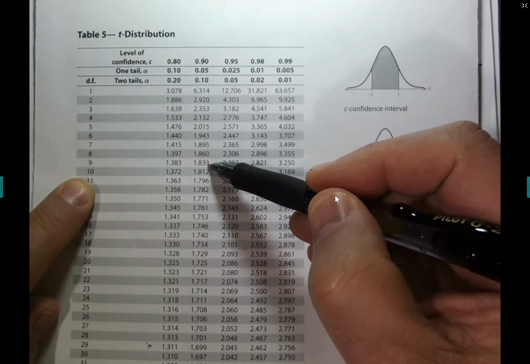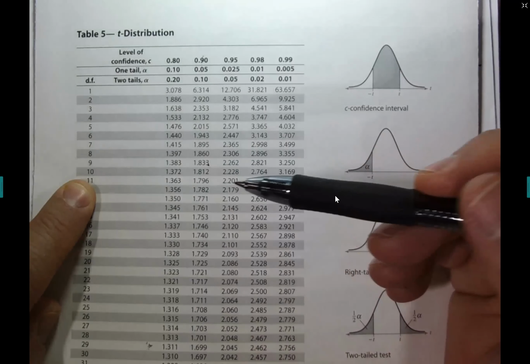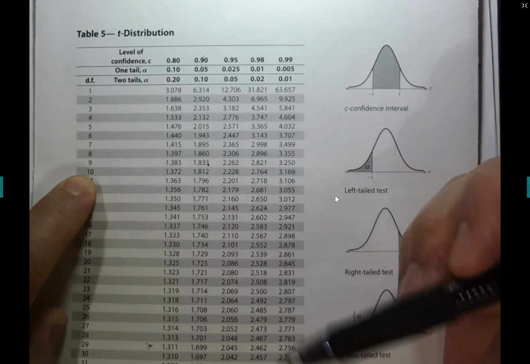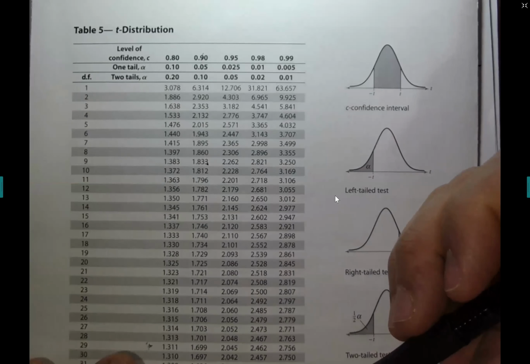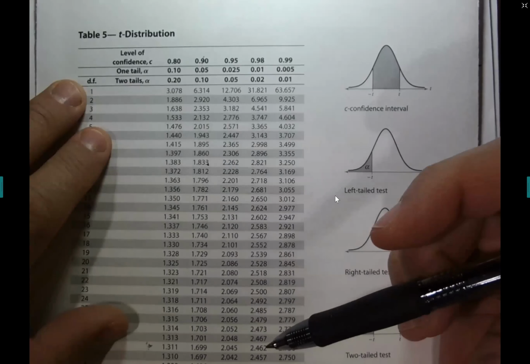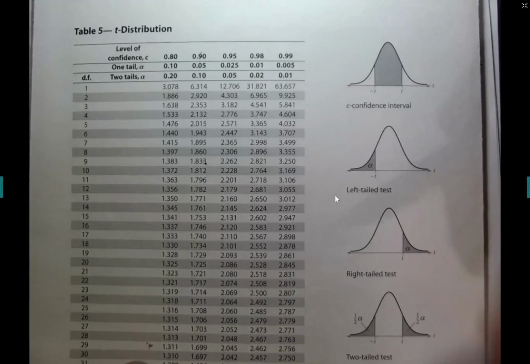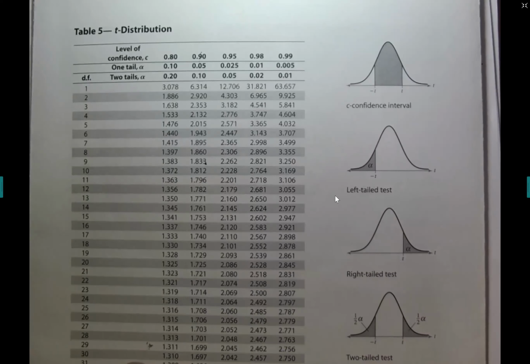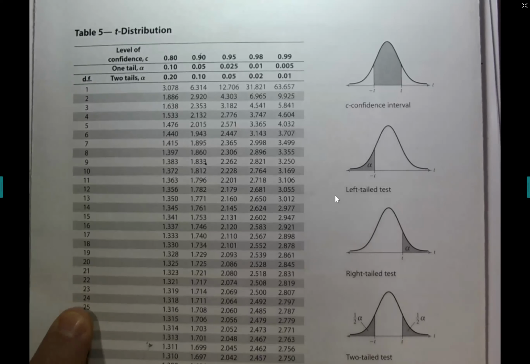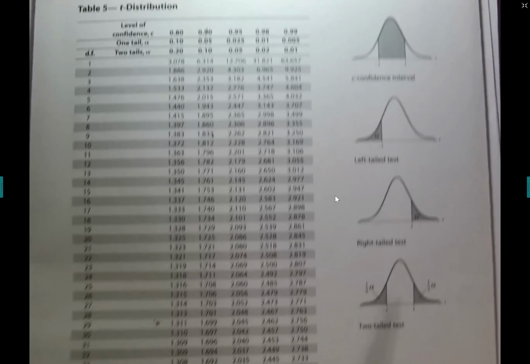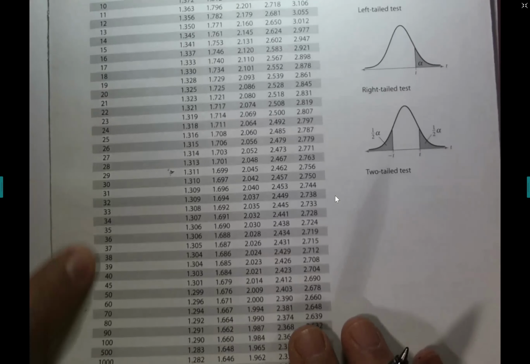Did you say it's always minus 1? Always minus 1. Yeah, that's the formula for the degrees of freedom. So degrees of freedom is n minus 1. If your sample size is 15, you look for 14. If your sample size is 25, you look for 24. And look, there is a 24 here. And look, it takes you all the way to infinity.